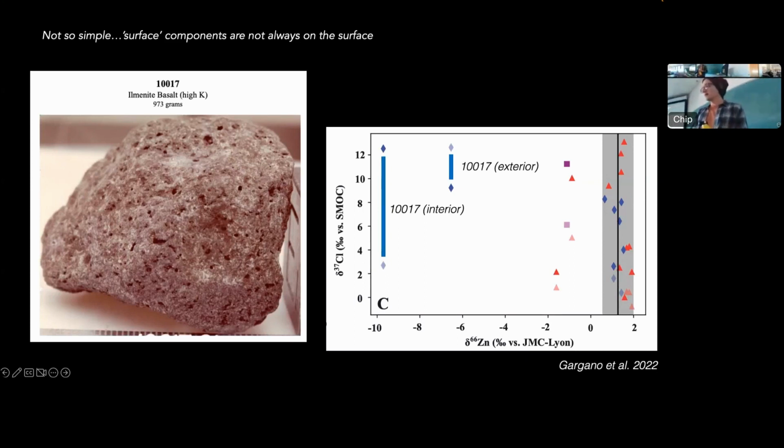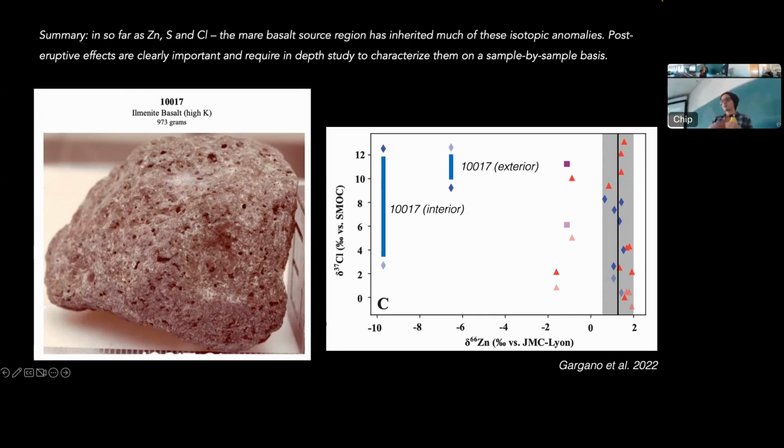And in terms of summarizing the Mare basalt suite and the volcanic rocks, I wanted to say that largely what we're seeing here is that much of these signatures are inherited, and while post-eruptive effects are clearly important, we need a real in-depth study on a sample-by-sample basis to characterize what is driving the variability here. So I think sample 10017 is a really good analog to look at to see what processes are changing and moving around these elements to better understand the broader story.